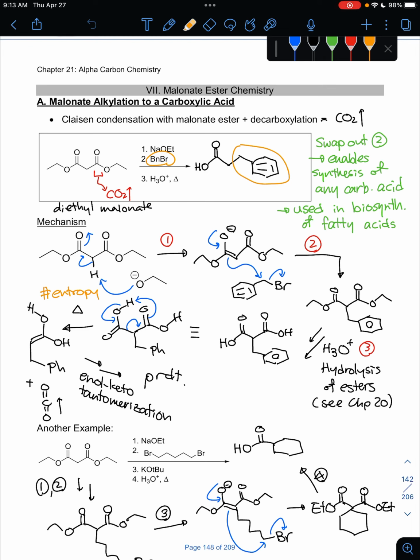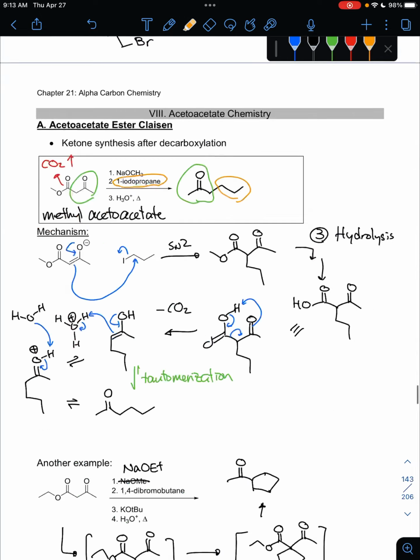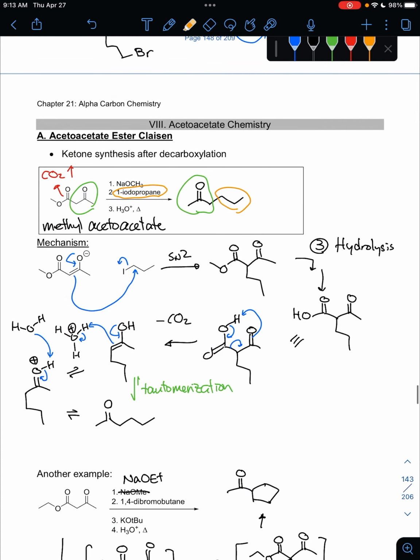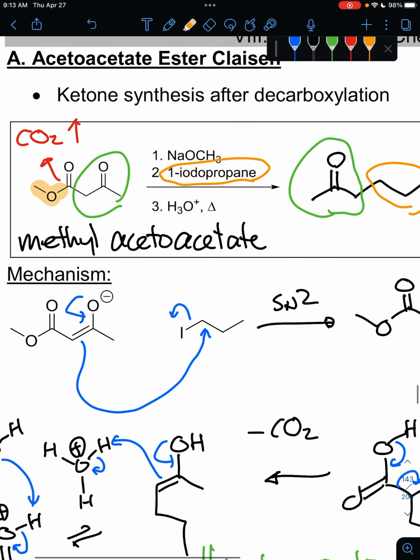In malonate ester, there are two carbonyls beta to each other, and both of them are esters. So on the right hand side there's an ester, and on the left hand side there's an ester. In acetoacetate ester, there's an ester on this side, but it's a ketone on the other side. So that's really the only difference.